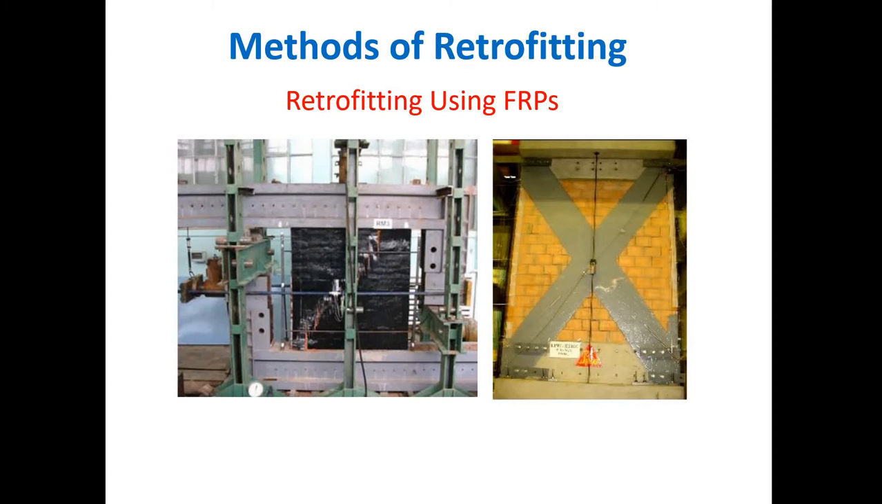In FRP retrofitting, fabrics or sheets of FRPs are attached to the wall by adhesives like epoxy. Common types of FRPs used are carbon, glass, and aramid. FRP retrofitting does not bring considerable change in shape and size of original structures. Also, FRPs are very easy to apply. The approximate cost of FRP retrofitting is 10,000 Nepalese rupees per square meter.